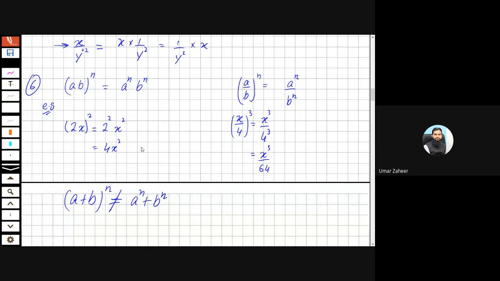Now, the sixth rule is, if you have two terms multiplying, and there is a whole power on it, the power is applied on each term. The power will apply on a, the power will apply on b as well. You get a raised to power n and b raised to power n.